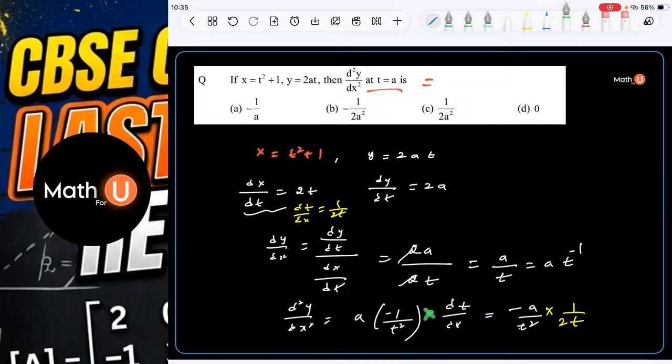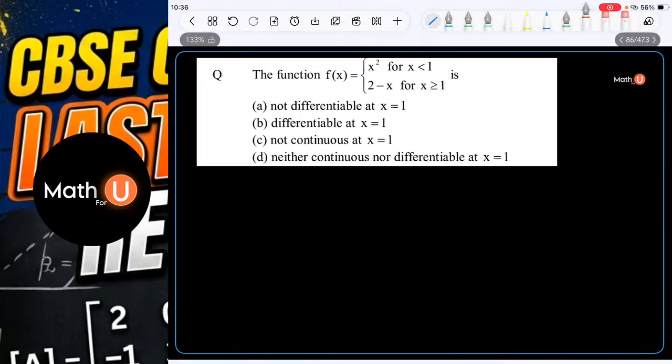Then substitute a in place of t, and you get minus a by a square into 2 into a. The a's cancel, and we get minus 1 by 2a square. Then B is the correct answer. Okay, this is the next question.